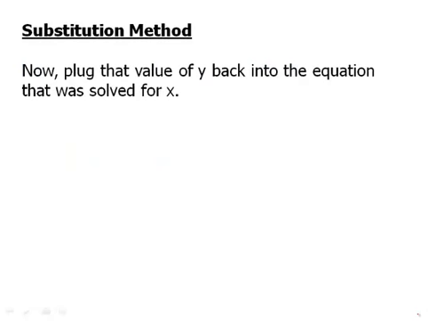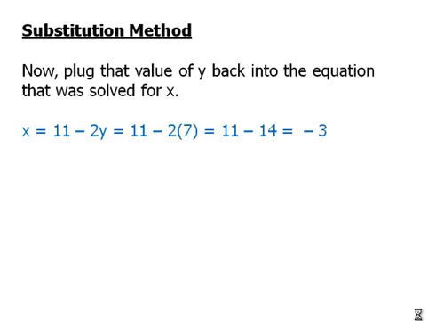Now we plug this value of y back into the equation that was solved for x. So we had x equals 11 minus 2y. Well, now we know that y equals 7, so we'll just plug that in. 11 minus 14 is negative 3. And so that point, x equals negative 3, y equals positive 7, that is the solution.